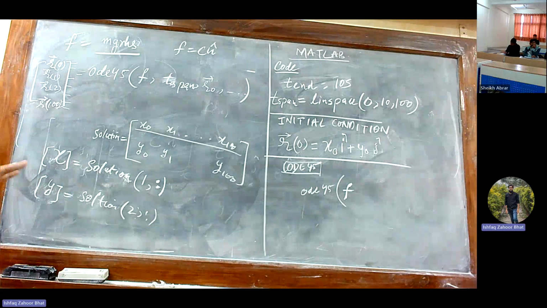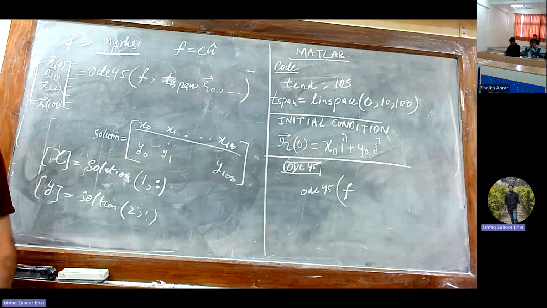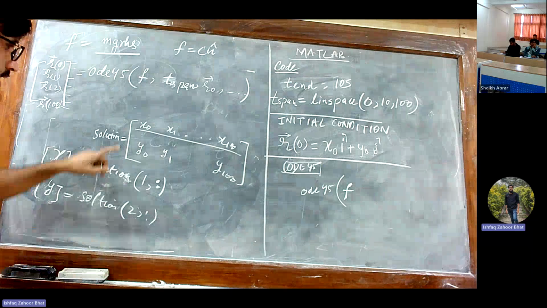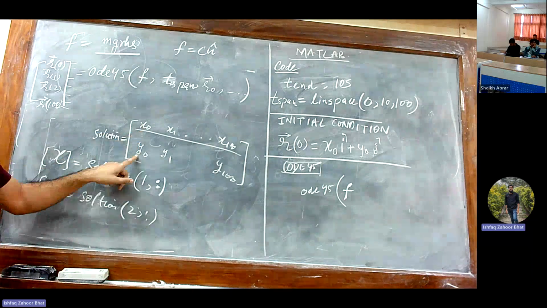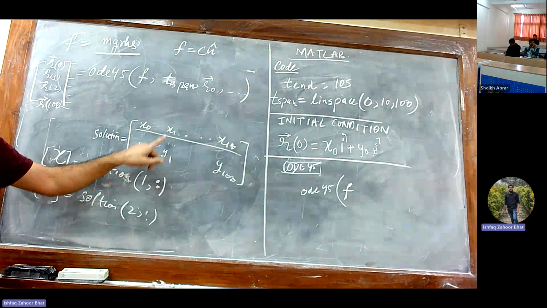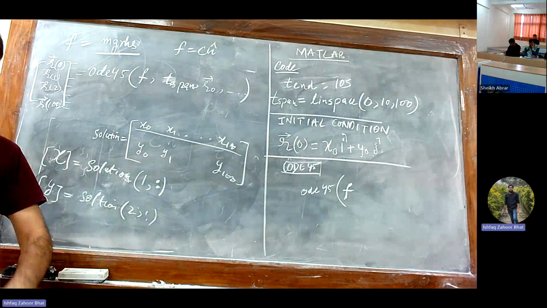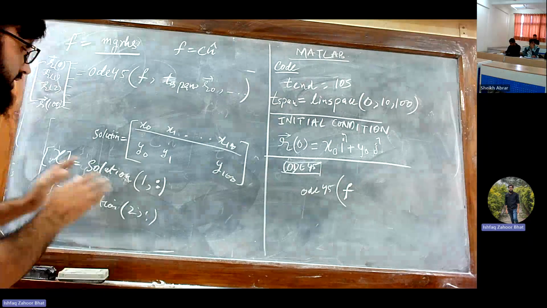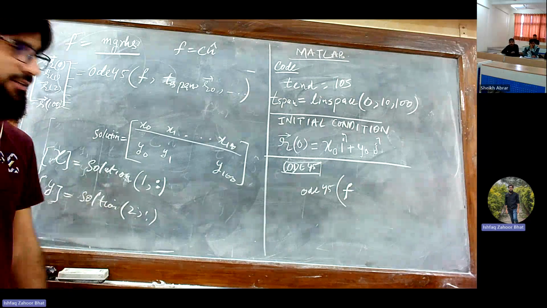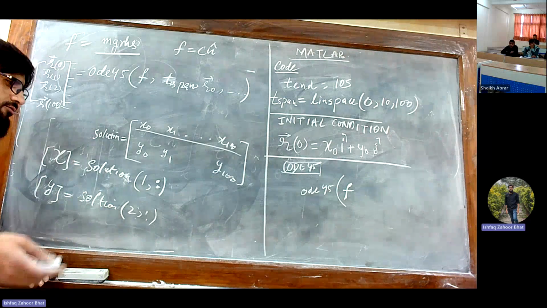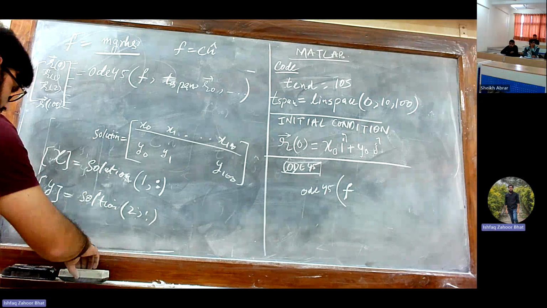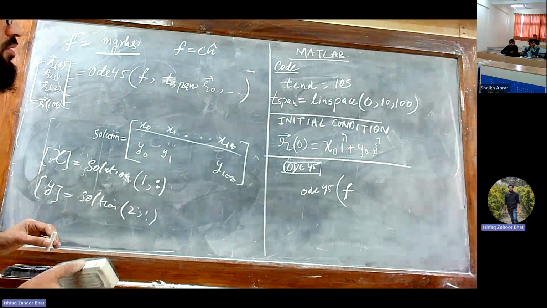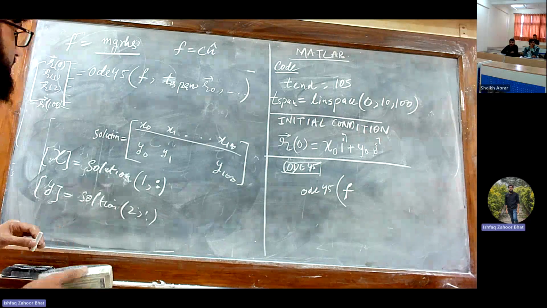Now you got all the x's and all the y's. What is the next step? We need to plot. At each step, for example at t equal to 0, we have the x and y value, at t equal to 1 we have this value, at t equal to 2 we have, and at the 100th step we have the values. The only thing is that we need to plot these values. For that, we will use the plot command.